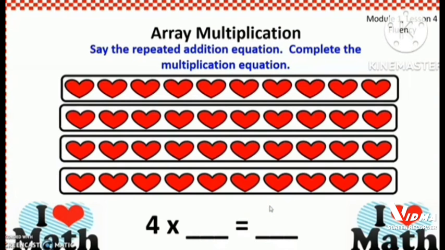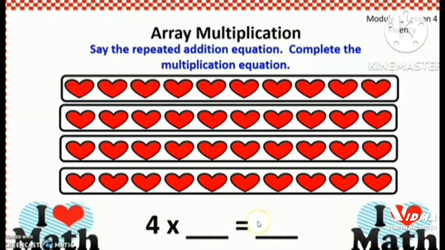This group. How many in each group? How many hearts? There are 10. And how many groups? There are 4. So the multiplication equation is 4 times 10. 4 groups times 10, the size of the hearts in each group. 4 times 10 is 40. If you do the addition, 10 plus 10 plus 10 plus 10, you're also going to get 40.